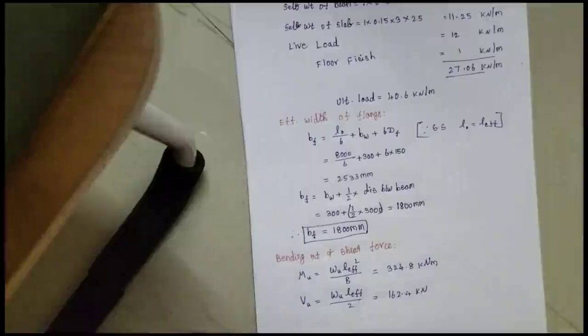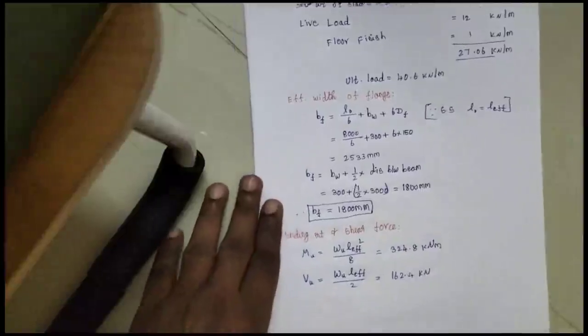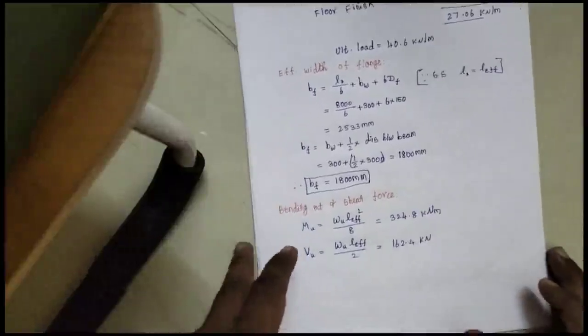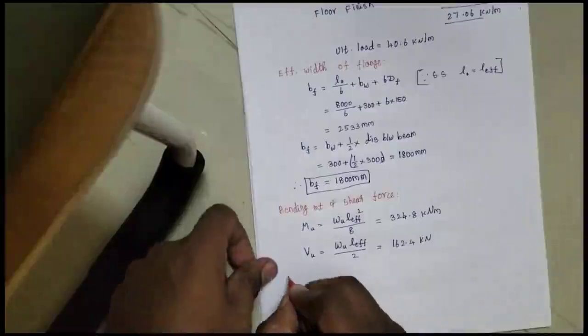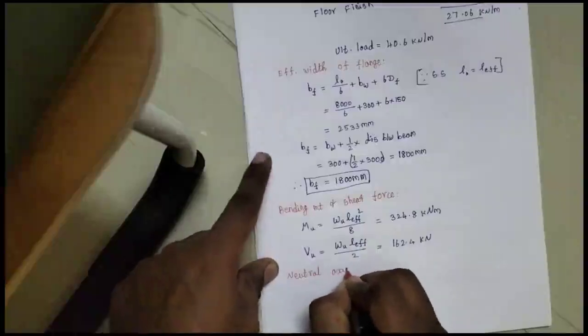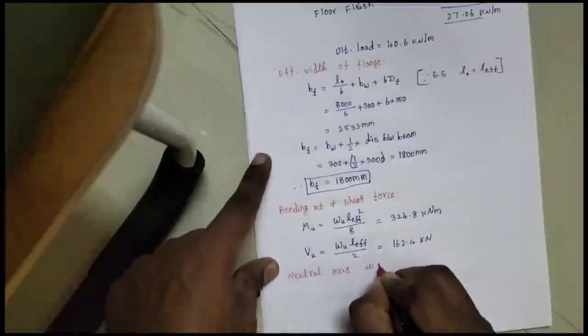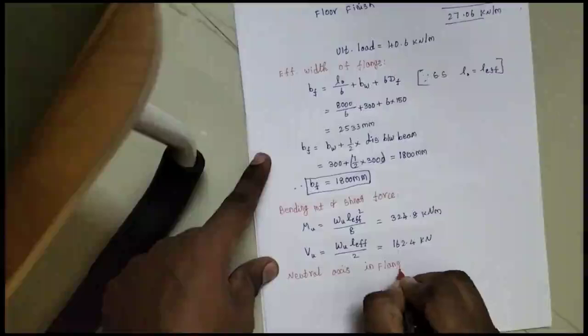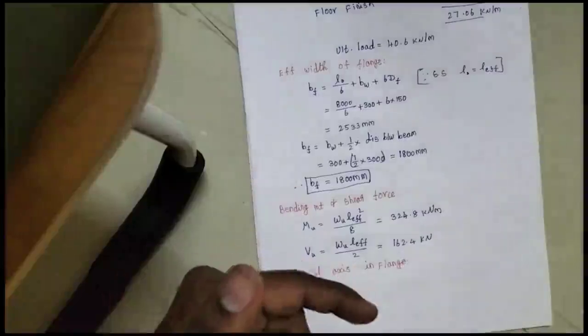Next, while designing the beam, we need to check where the neutral axis is going to lie. In order to do that, we are going to calculate the neutral axis depth, that is, neutral axis in flange. We are going to assume where it is going to be located.